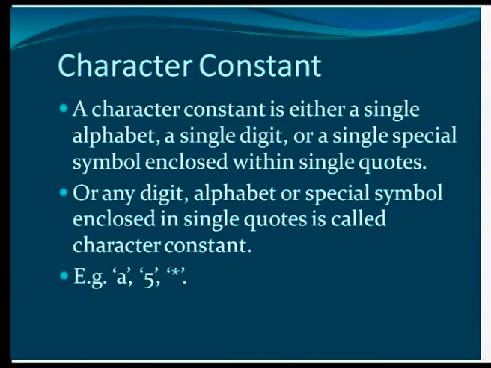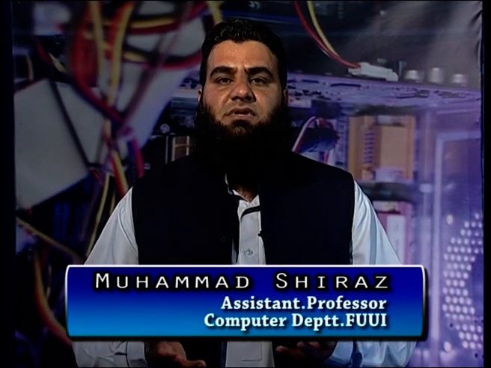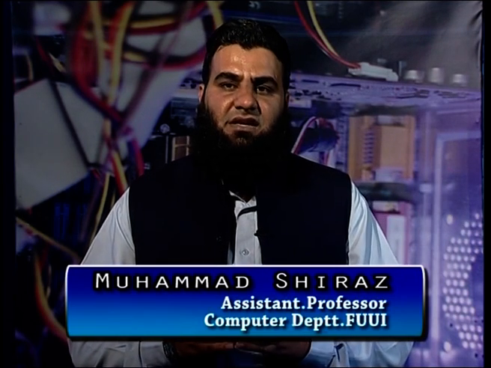So this was about constants, and in constants we discussed that any value is considered as a constant, and constant is an entity that does not change. And in C language there are two types of constants, primary constants and secondary constants. And in primary constants we discussed integer constant, real constant and character constant.